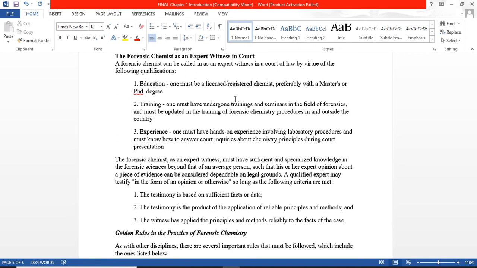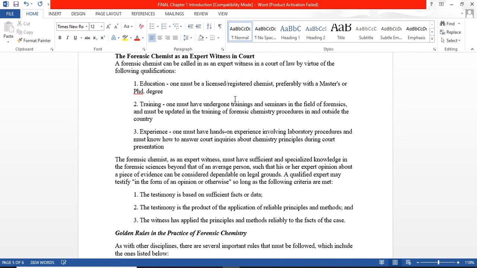Next is the forensic chemist as an expert witness must have sufficient and specialized knowledge in the forensic sciences beyond that of an average person, that his or her expert opinion about a piece of evidence can be considered dependable on legal bounds. A qualified expert may testify in the form of opinion or otherwise so long as the following criteria are met. Okay, ano mga criteria na? First, the testimony is based on sufficient facts or data. Ibig sabihin, ang mga evidences nga gindala ninyo is makapamatud-an nga tuod.